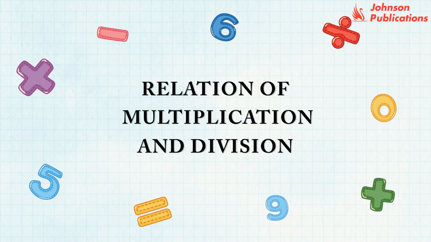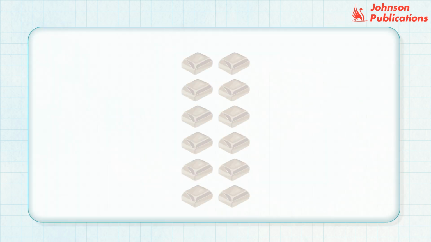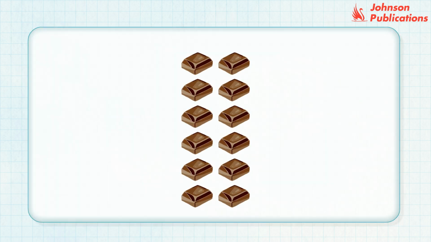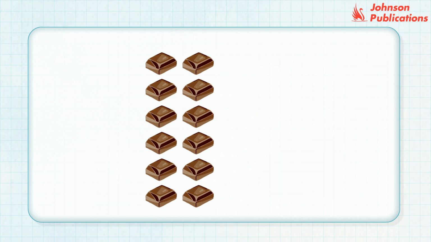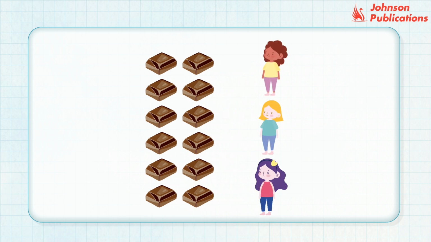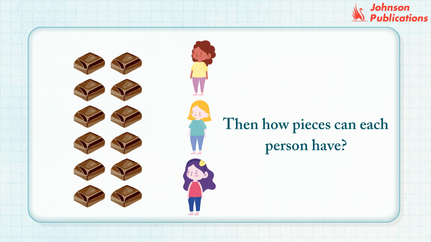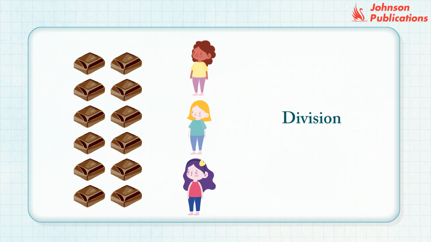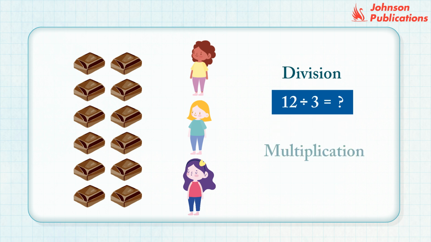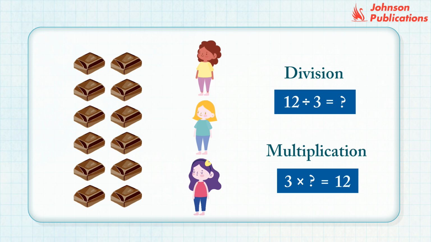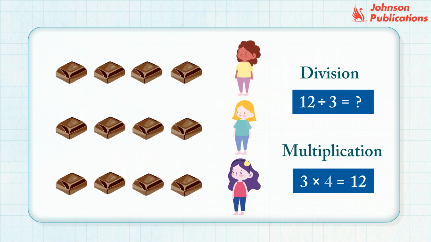Relation of multiplication and division. Let us look at a problem. If you have 12 chocolates that you want to divide equally among 3 people, then how many pieces can each person have? Let us start by looking at this as a division problem. 12 divided by 3 is what? If you want to look at it as a multiplication problem, you can think of 3 times what is equal to 12. Well, 3 multiplied by 4 is 12. That must mean that 12 divided by 3 is 4.